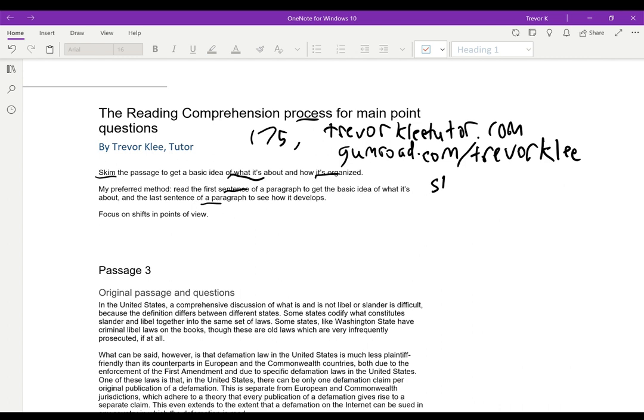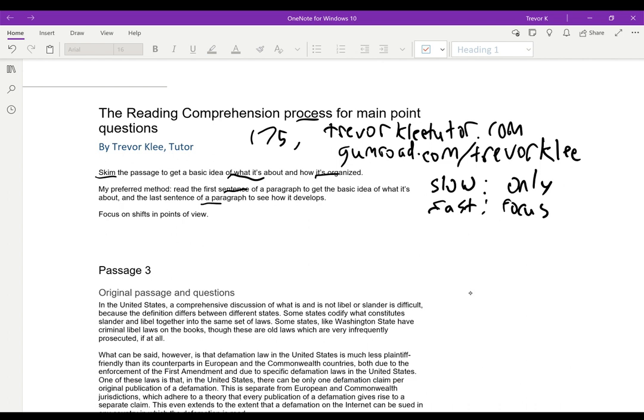Now, if you're a slow reader, I recommend you read only the first and last sentence. If you're a fast reader, you can just focus on the first and last sentence. Either way, make sure you're really picking those out. Don't just read this like you would read a novel where you're reading everything with the same emphasis. The first sentence tells you what it's about. Last sentence tells you what it develops. Everything in between is just commentary.